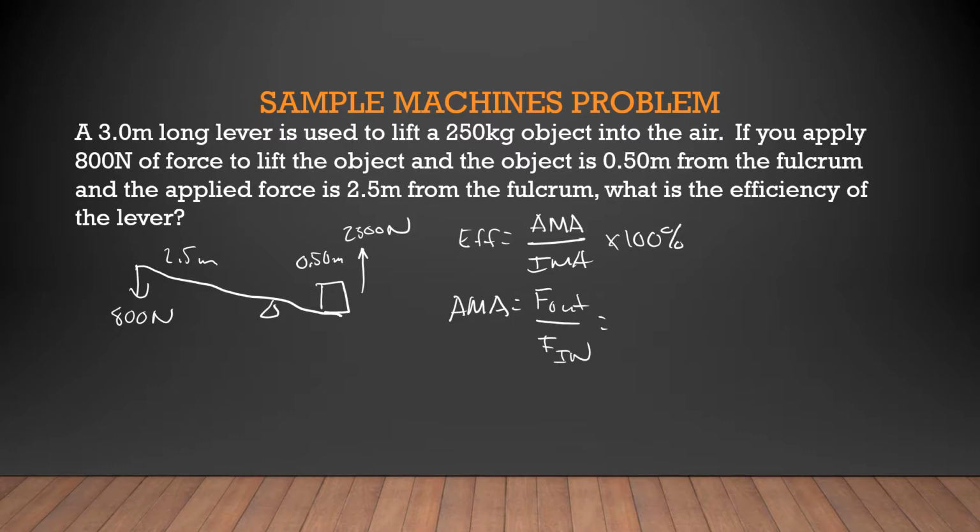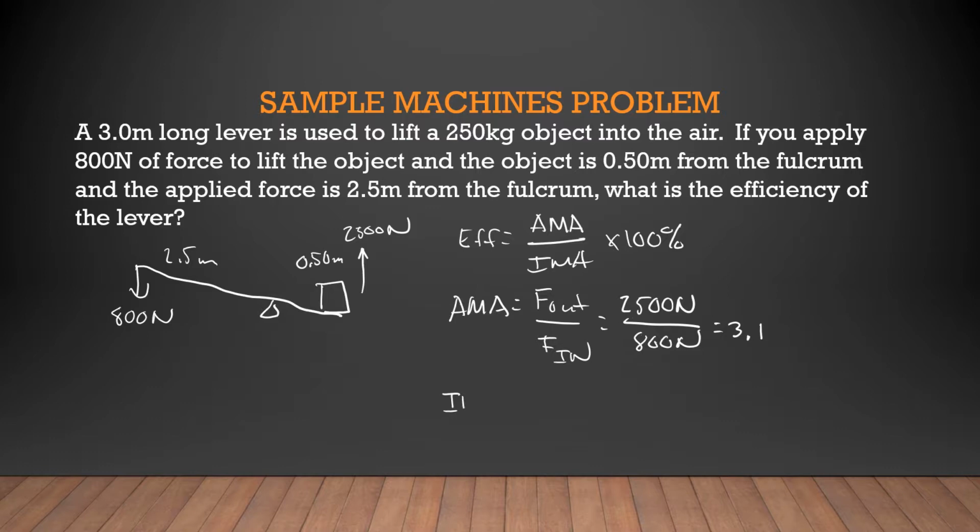In this case, we got out 2,500 newtons worth of force. We lifted that object in the air. That is the output of my lever. We put in 800 newtons worth of force. So if we divide 2,500 by 800, we get 3.1. Now there are no units here. For AMA or IMA, they are purely a ratio, so there's no units there. So our actual advantage was only 3.1.